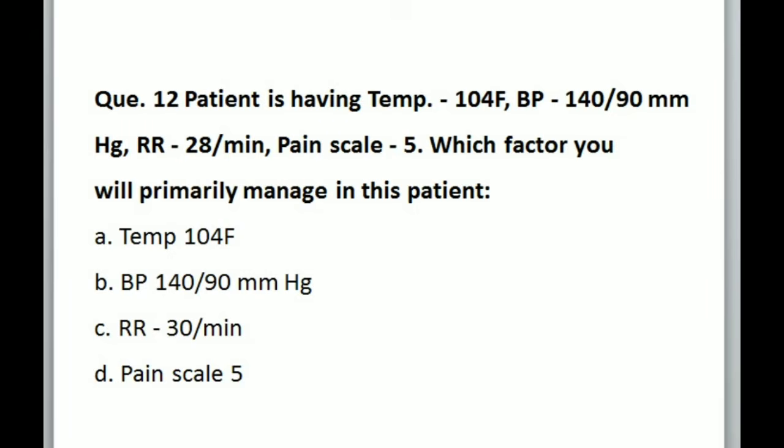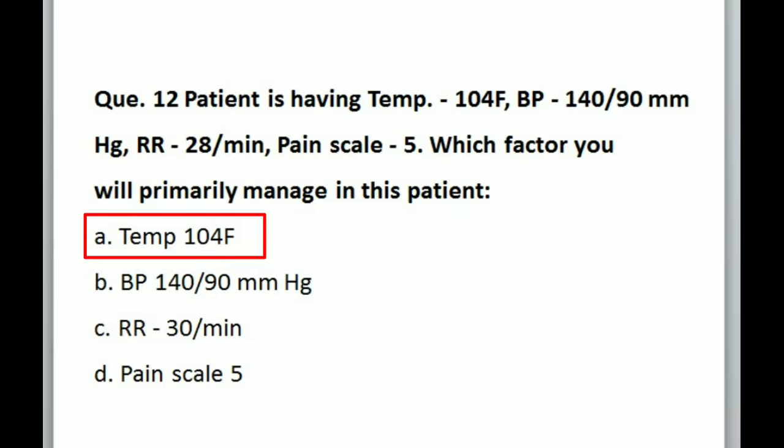Q12. Patient is having temp 104 F, BP 140/90 mmHg, RR 28 per minute, pain scale 5. Which factor you will primarily manage in this patient? A. Temp 104 F. B. BP 140/90 mmHg. C. RR 30 per minute. D. Pain scale 5. Correct option is A. Temp 104 F.